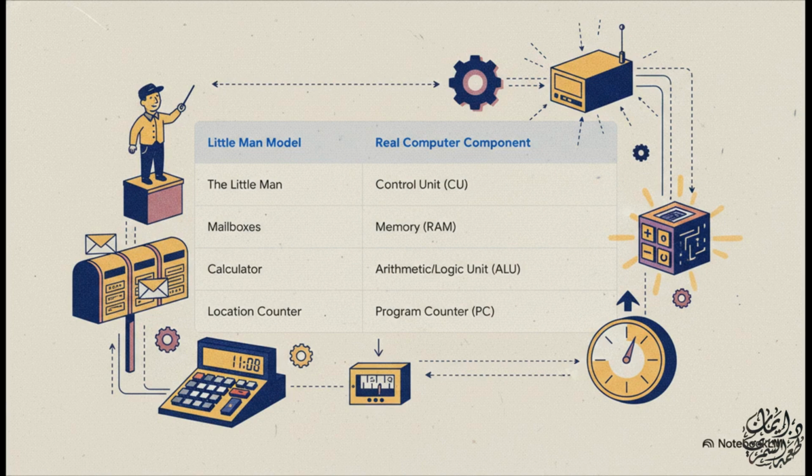The little man, the guy running the show, that's the control unit in a real CPU. The mailboxes on the wall, that's the computer's memory, or what we call RAM. The calculator he uses is the arithmetic/logic unit, or ALU. And that location counter on his desk, that is the program counter. See? It's this perfect one-to-one relationship between our simple story and the actual hardware.